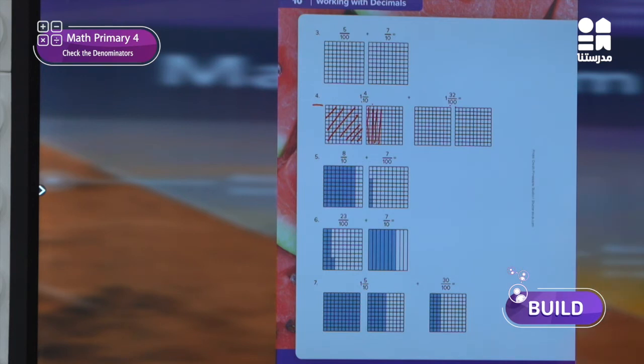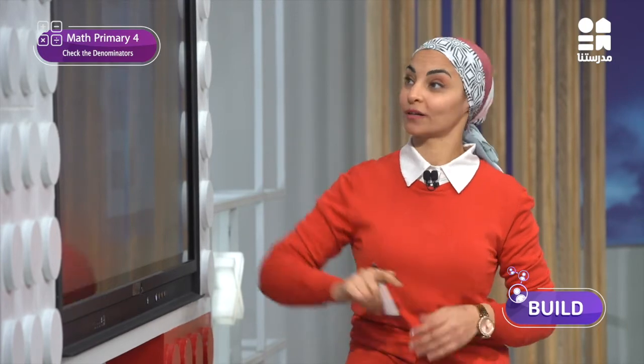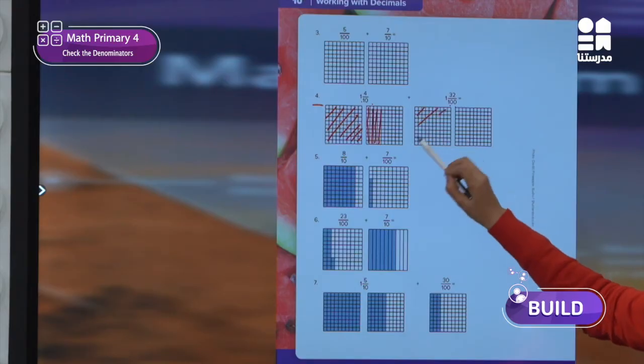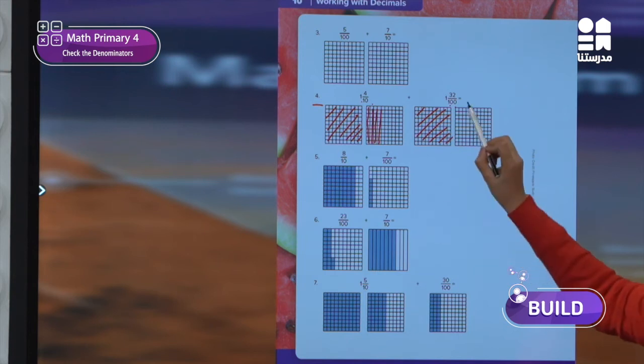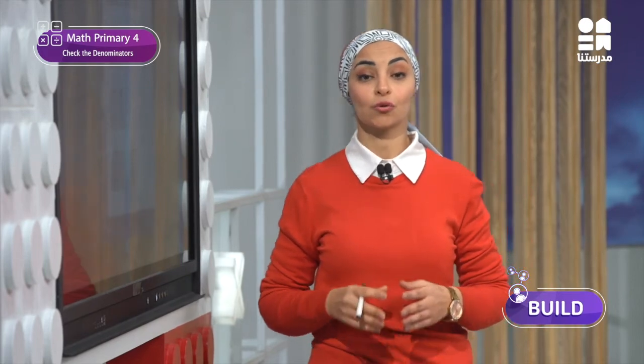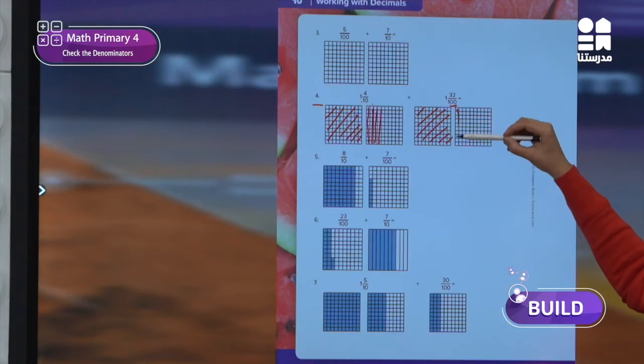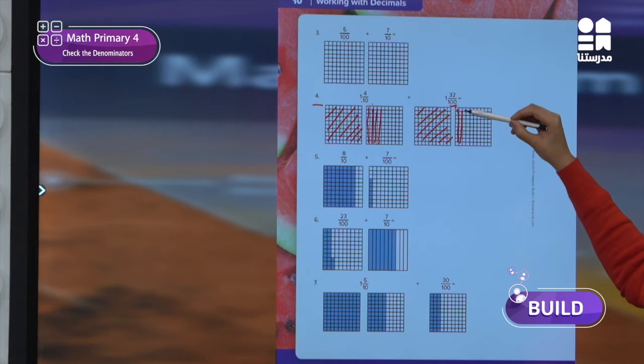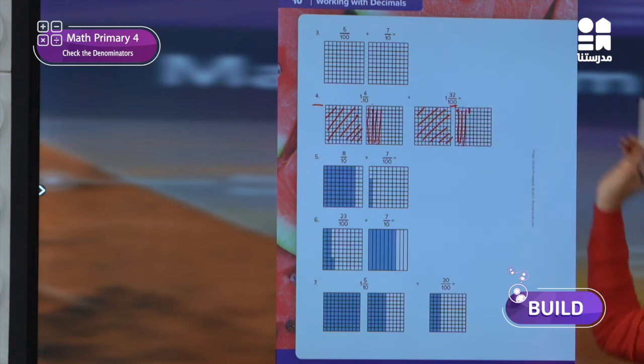Okay, 1, I will shade all the first model to represent the whole one. So I will shade the whole first model. I still have 32 hundredths. Okay, so I will shade 32 parts. Here 10, 20, 30 and 2. So now I represent one whole and 32 out of 100.